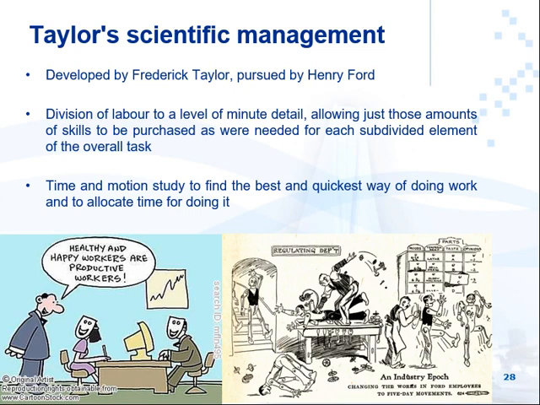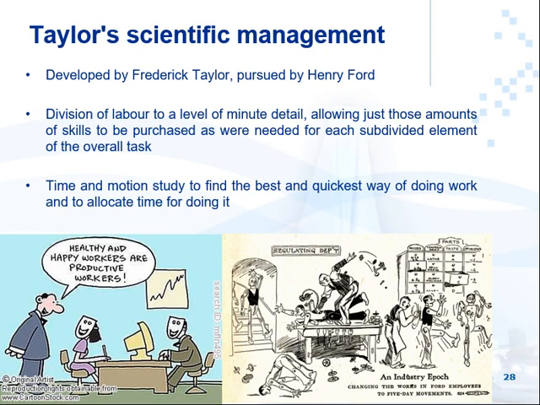Taylor's scientific management, with the goal of maximizing management control and labor productivity, was first developed by Frederick Taylor, and it was pursued by Henry Ford in his factory. It was based on mass production of many standard items. It took away the control from people who do the work, but successfully increased the production.